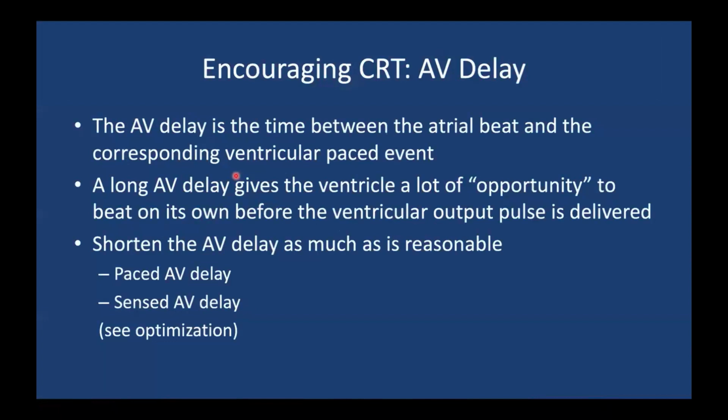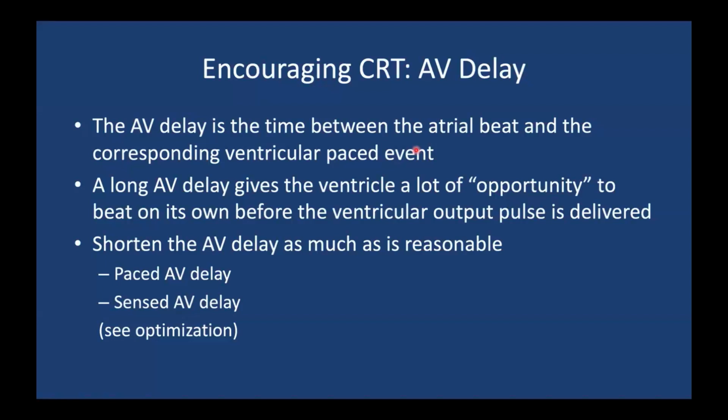Then finally, and very briefly, after you've checked all of that, you make sure that you're encouraging CRT by getting an appropriate atrioventricular delay. The AV delay is the time between the atrial beat and the corresponding ventricular paced event in CRT. If you push the AV delay too far out, say to 400 milliseconds, and the patient has a PR interval of 200, then by the time you're ready to pace a ventricle, the patient's own intrinsic activation sequence has kicked in, and you won't have given the device any opportunity to do anything.